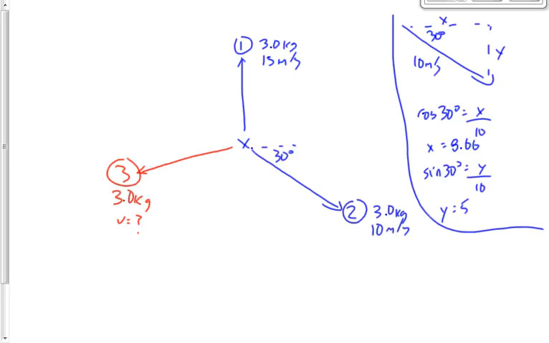I'm going to now break the whole thing up into X and Y components. We're going to say PI is equal to PF. The initial momentum of the whole thing is 0 because it's at rest. The final momentum is M1V1F plus M2V2F plus M3V3F.